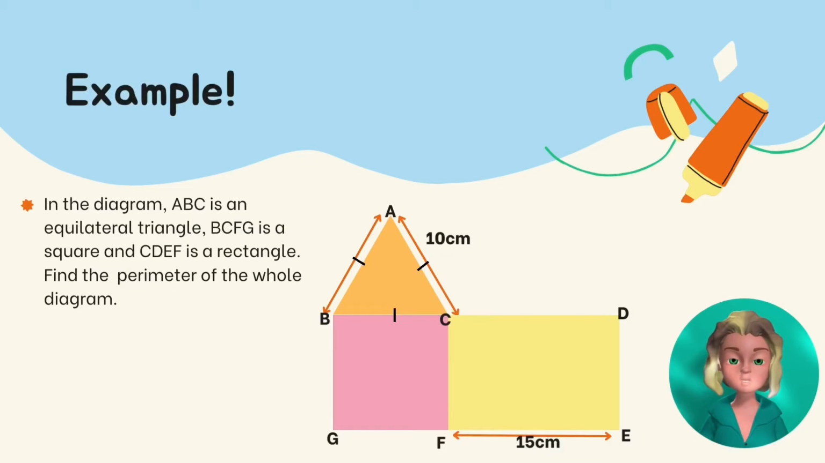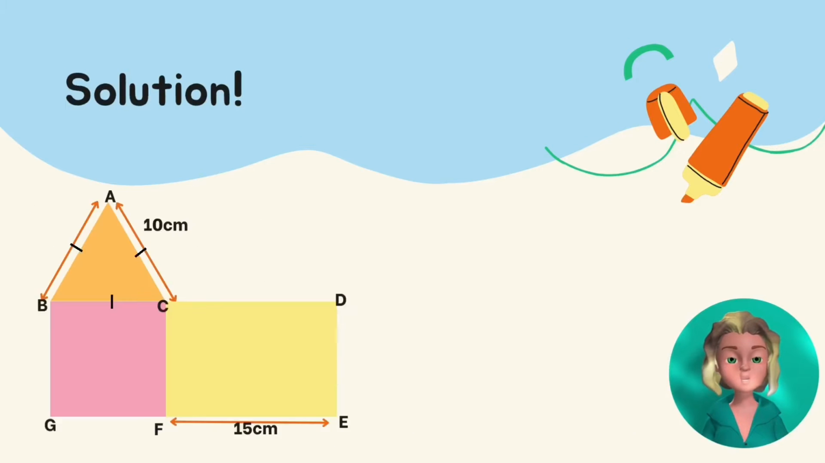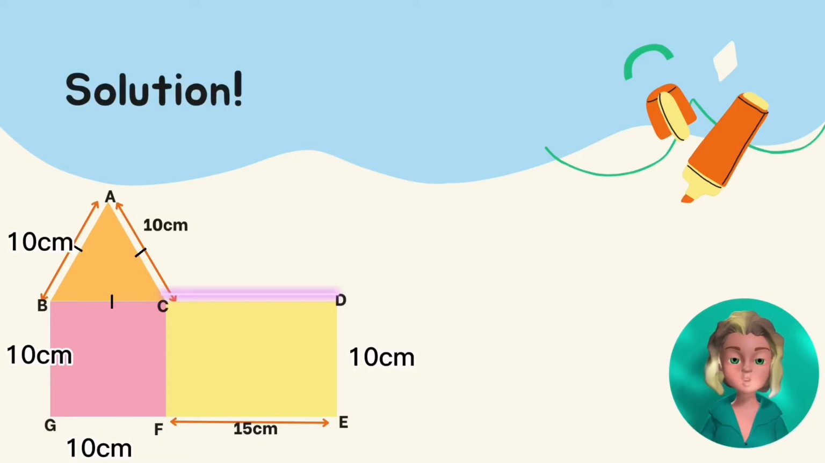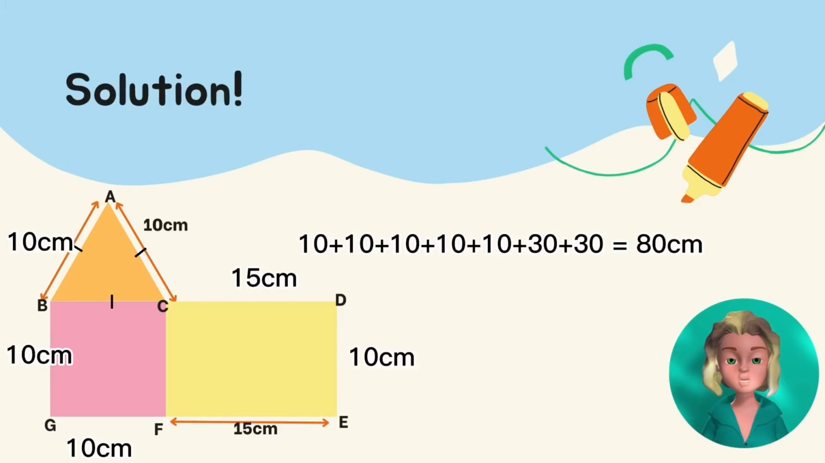In the diagram, ABC is an equilateral triangle, BCFG is a square, and CDEF is a rectangle. Find the perimeter of the whole diagram. Let's find the total perimeter. Since we know the triangle here is an equilateral triangle, this side AB will be 10 cm. Notice that the length of BC is the same as BG. Therefore, it will be the same as GF and DE. On the rectangle CDEF, the length of CD is the same as EF. Therefore, the length of CD is 15 cm. Lastly, add all the lengths, and you will obtain 80 cm for the whole diagram.